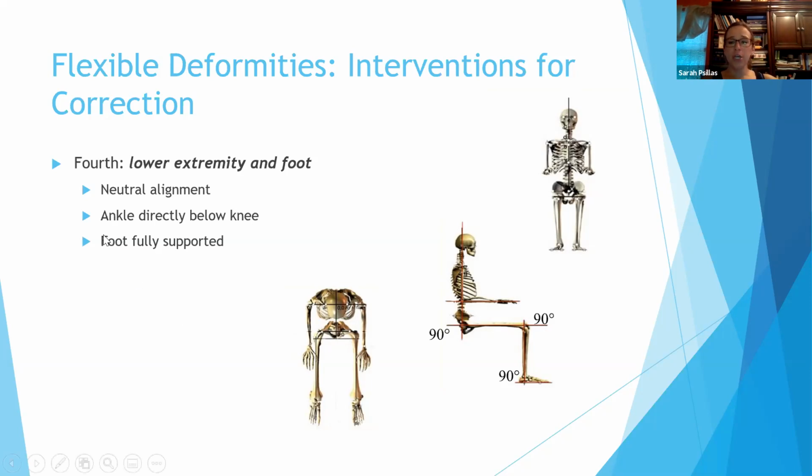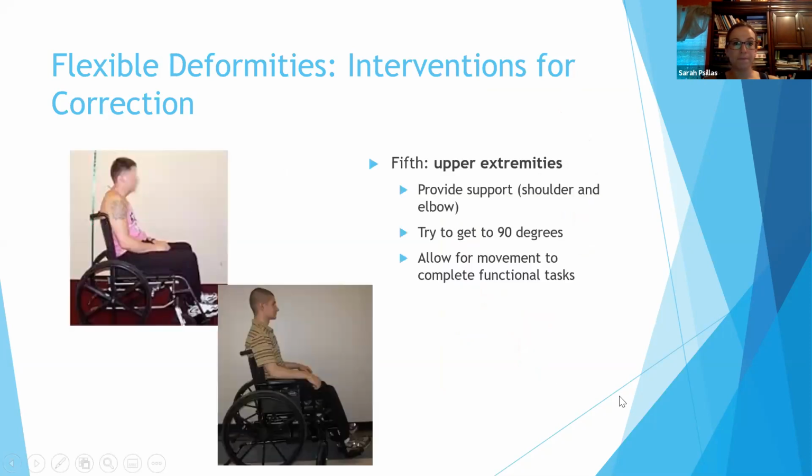But essentially, you want them in this neutral alignment, and you want their ankle to be directly below their knee, and their foot should be fully supported if possible. That doesn't mean that you need a footrest or leg rest. It also could be that they have the floor for their feet. A lot of people like to use their feet to help move in their wheelchairs. So it's fine if that's their mode of transportation.